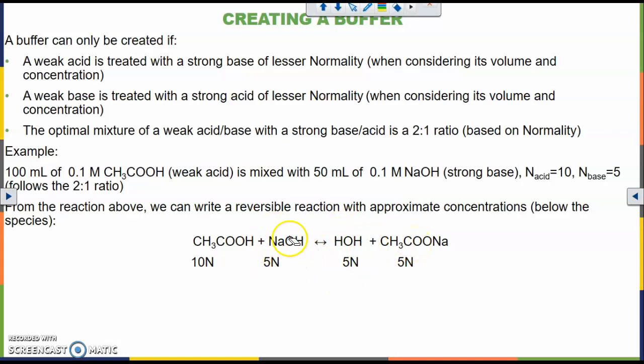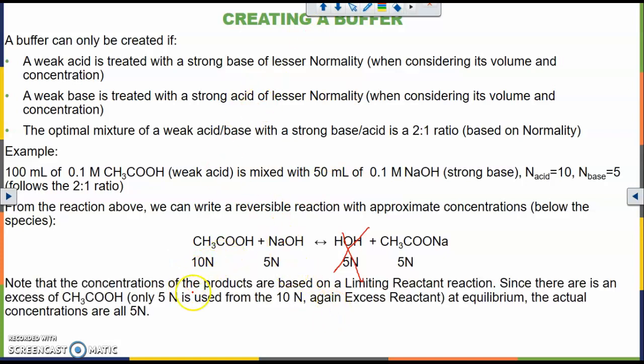So if we have 5 normal sodium hydroxide, we're going to have 5 normal sodium acetate and 5 normal water. And again, water in this case is always going to be a spectator. We never write this. If you want to think about it, this is inconsequential for you. What happens, however, is since this is 10 normal acetic acid, there's going to be an excess of this. Hypothetically speaking, 5 of this is going to be used, so at equilibrium you actually have 5 normality left. So at equilibrium, remember products over reactants, you're going to have 5 normal of this and 5 normal of this.